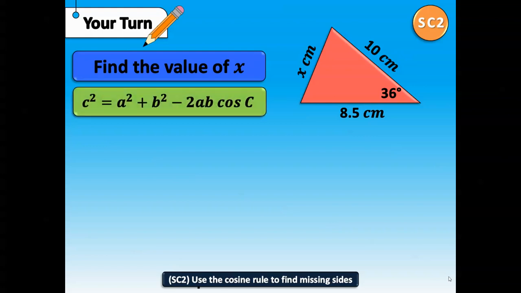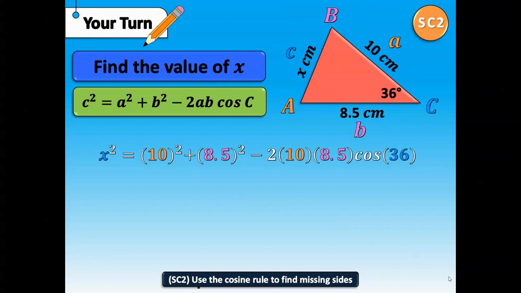So we use our cosine rule to work out the missing side. The angle we always label with capital C, so the side opposite needs to be lowercase c. It doesn't matter which one's A and B, so we label this as angle A and the side opposite it as A, and this would be angle B, so the side opposite that angle will be side B.